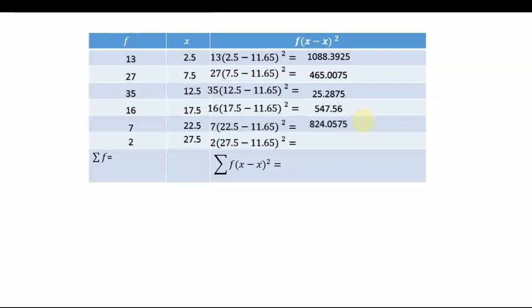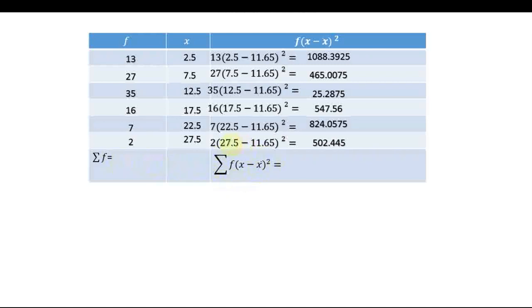have 547.56, 824.0575, then 2, they are multiplying the 2 into 27.5 minus 11.65, the whole square, we're going to get a 502.445. Now you can see the last slot I've extended only 2 columns, the first column and the last column.